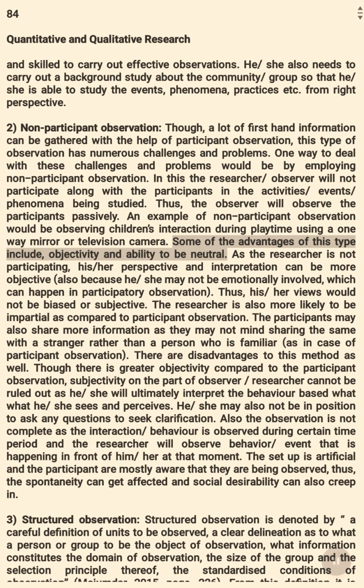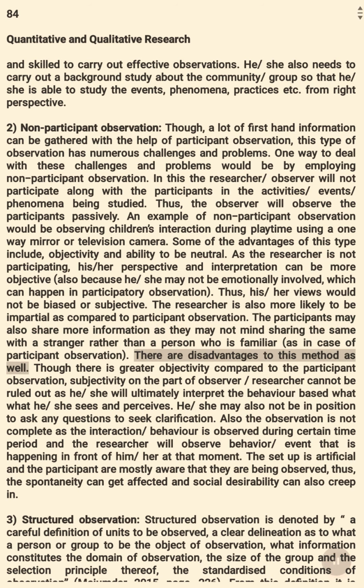Some of the advantages of this type include objectivity and ability to be neutral. As the researcher is not participating, her perspective and interpretation can be more objective, also because she may not be emotionally involved, which can happen in participatory observation. Thus, her views would not be biased or subjective. The researcher is also more likely to be impartial as compared to participant observation. The participants may also share more information as they may not mind sharing the same with a stranger rather than a person who is familiar, as in the case of participant observation.